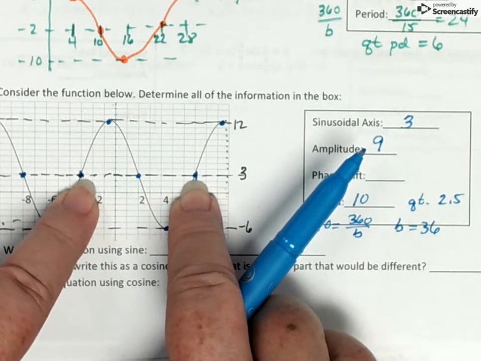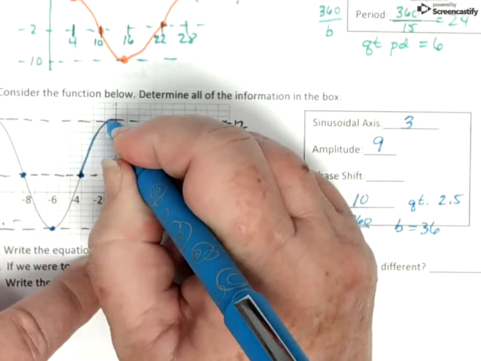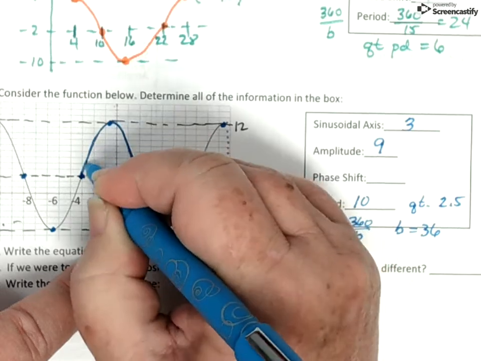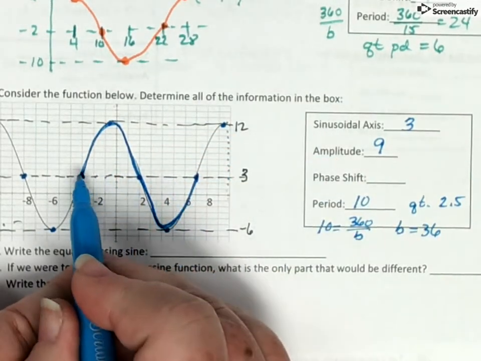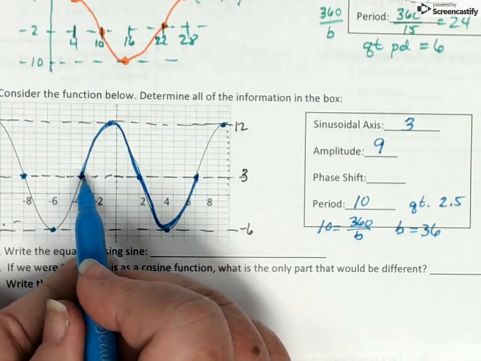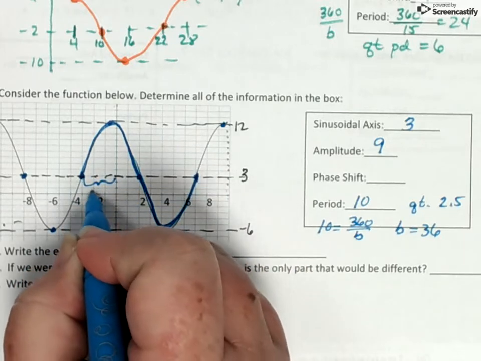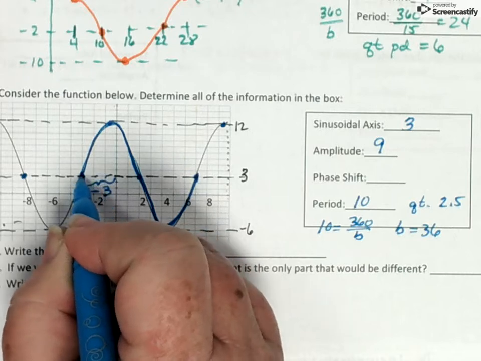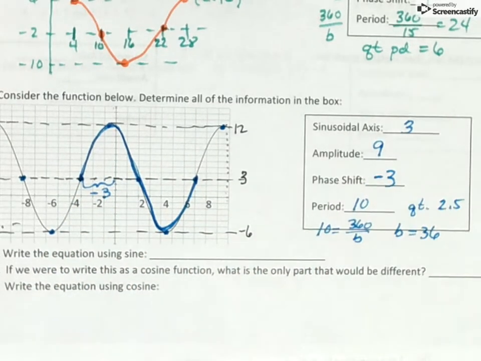The second thing I like is to be able to see a full cycle. And the only one where we can see a full cycle is this one right here. I can see where the graph starts, where one cycle starts, and where one cycle ends. So where is that shift? How far did that shift move? It moved left 3. That's a distance of 1, 2, 3. So our phase shift is -3.